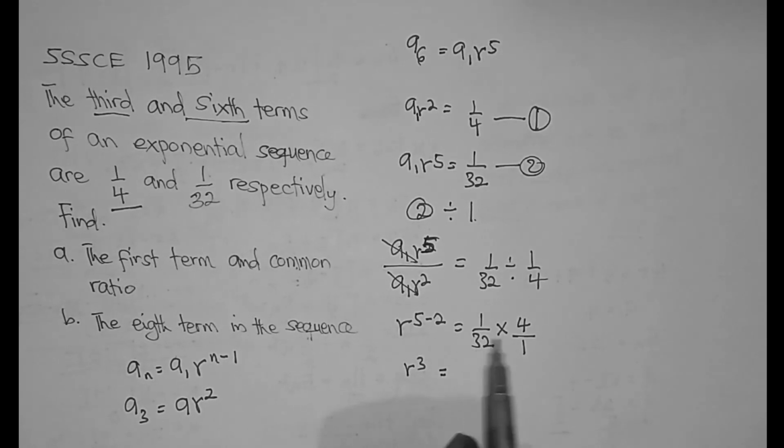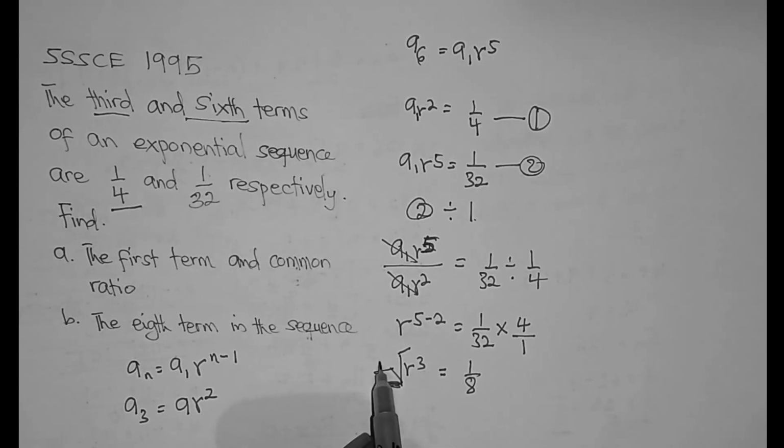Equals 32 divided by 4 is 8. So this one will equal 1 over 8. So what we can do is to take the cube root on both sides. So the cube root of r cubed is r, and this is equal to the cube root of 1, which is 1, divided by the cube root of 8, which is 2.